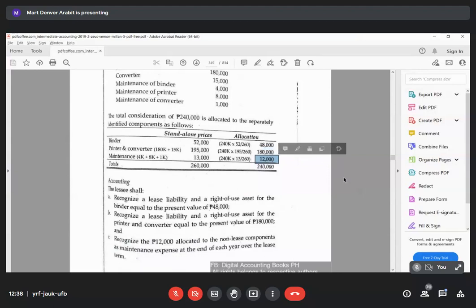So kung mapapansin nyo, yung printer and converter is treated as one because the printer will not work without its converter. Okay? And for binder, magwo-work naman siya kung binder lang siya. Kahit walang printer and converter, gagana siya. So, ayun. Treated siya as separate lease.